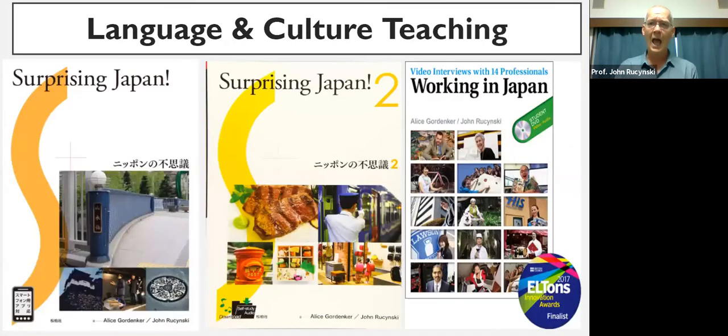So, as a language teacher, my passion has always been language and culture teaching, meaning we learn a foreign language to communicate confidently with people from other cultures. So I've always tried to include a cultural element, both learning about other cultures and also learning how to express your own native culture in the target language. I've written several textbooks about this.